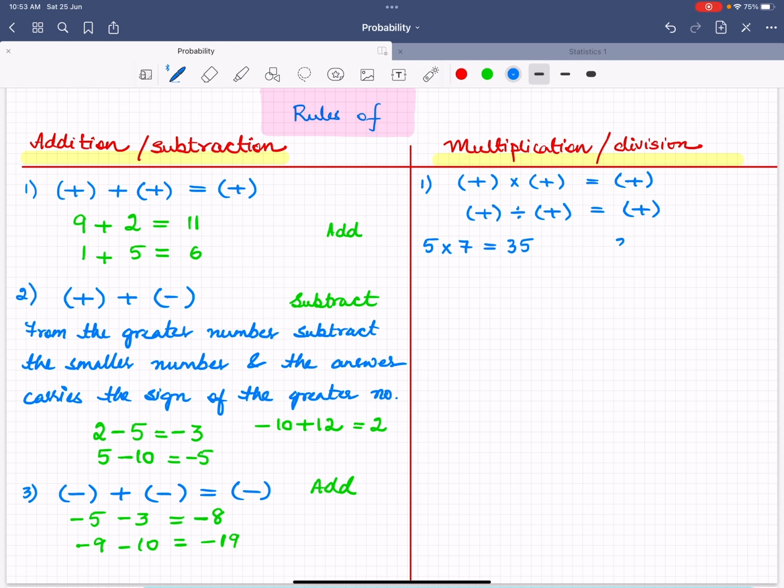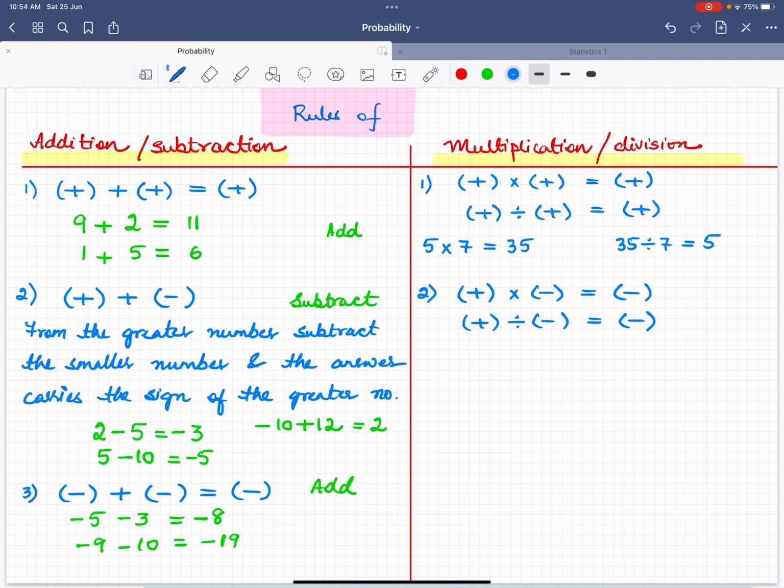Now if we have a positive number and we divide it by a positive number, the answer is going to be positive. And again, this rule is something we've been studying from a very young age, so it's very easy for us to understand this. Let's move on to rule number 2. Rule number 2 is, if we have a positive number and we multiply a negative number to it, the answer is always negative. And if we have a positive number and we divide a negative number, the answer is always negative.